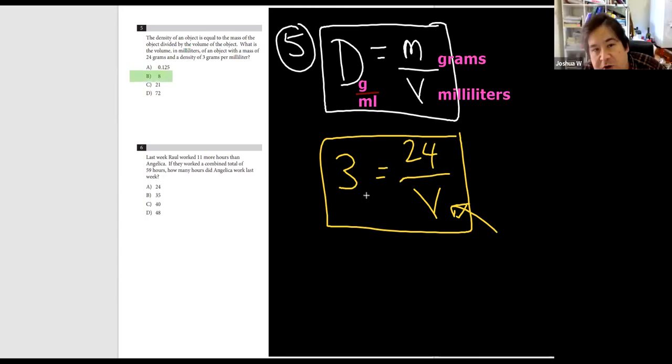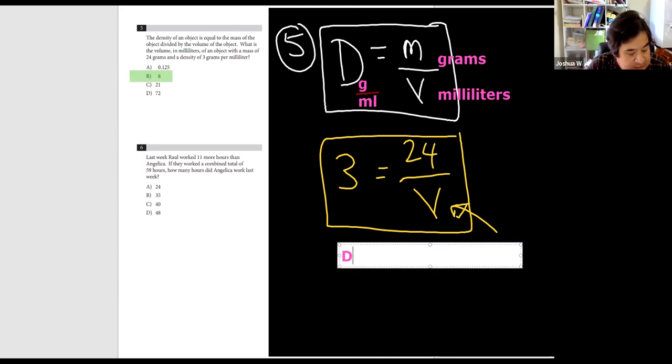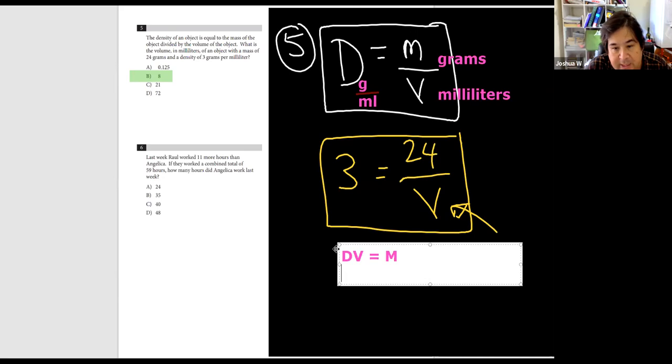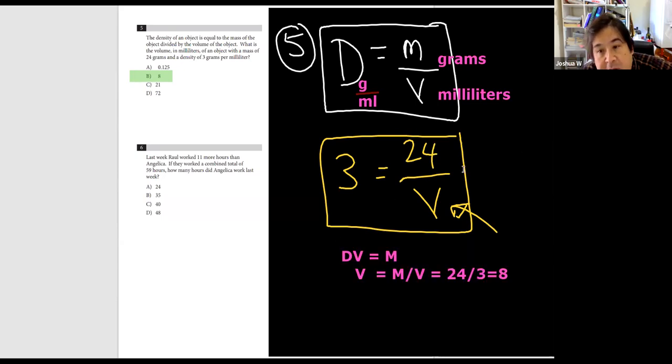Okay, rearranging variables here. That's right. You have 3V equals M. And so then, since we're solving for volume, when you divide, then you'd get 8 milliliters. Very good. All right, can you also read question number 6?